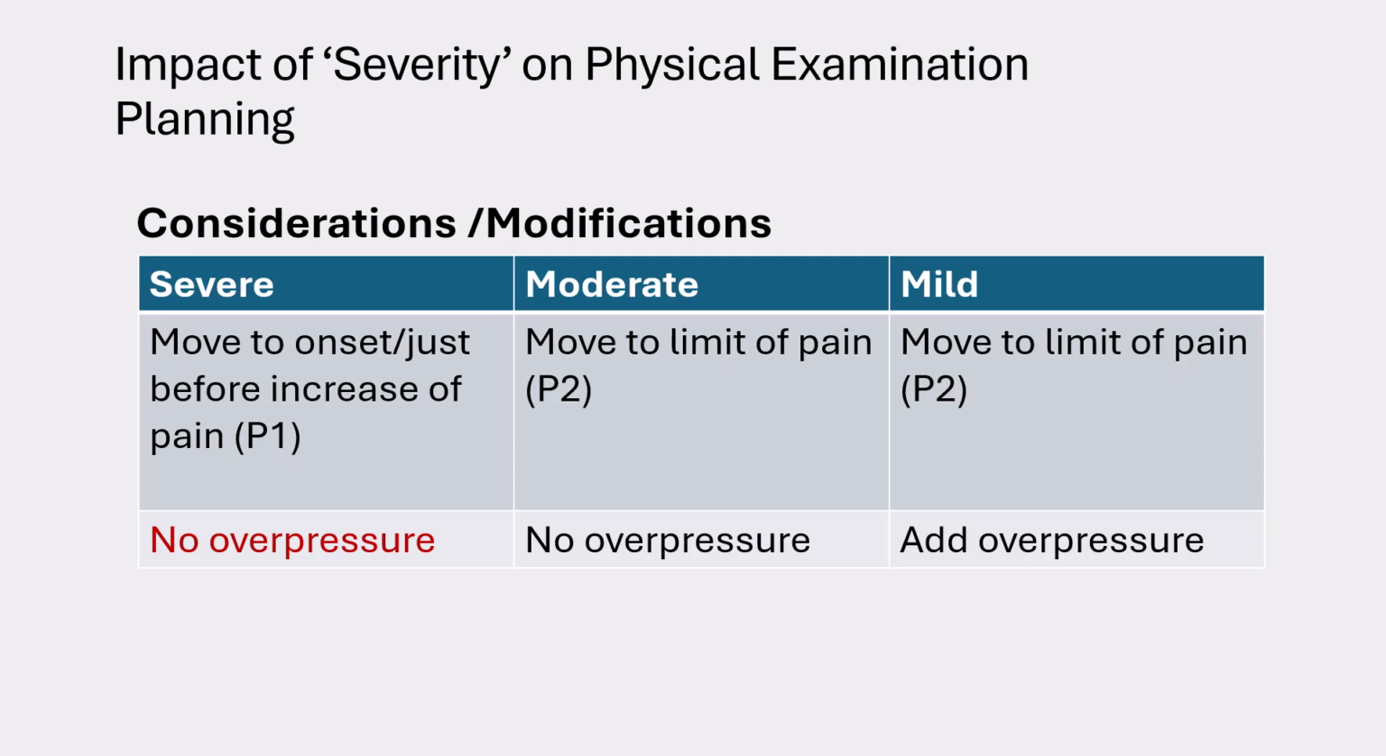If the patient's condition is highly severe, we will modify our examination such that we'll only move the patient's joint up to the point where he or she reports the onset of pain, that is P1. We'll also avoid performing overpressures to prevent making the symptoms worse. As you can see, this is in some ways trying to do only as much as is needed to test our hypothesis of what we think the nature of the condition or what our preliminary diagnoses are.